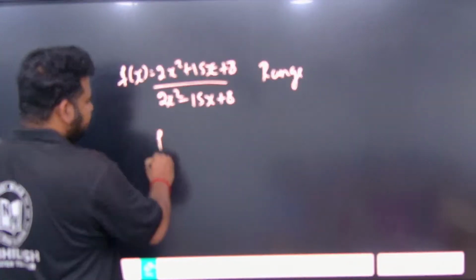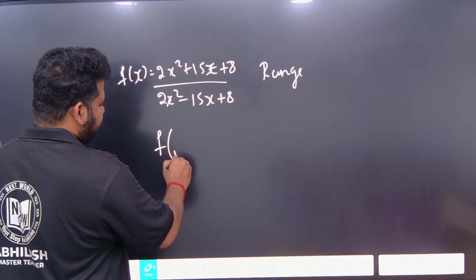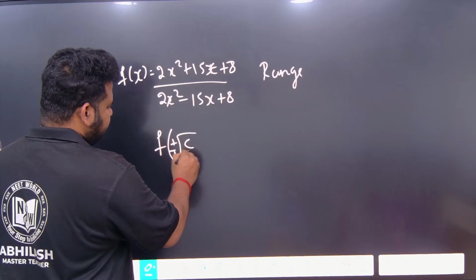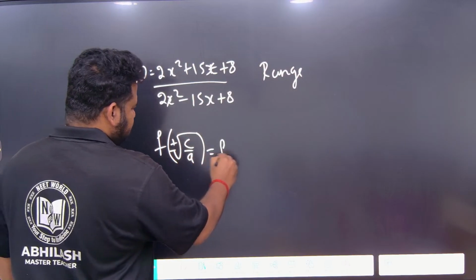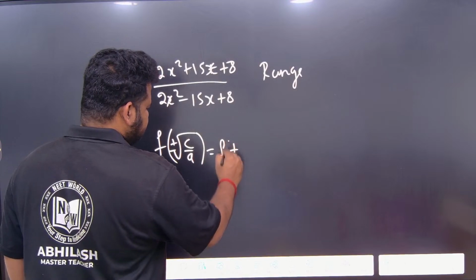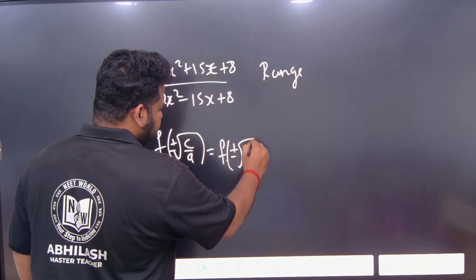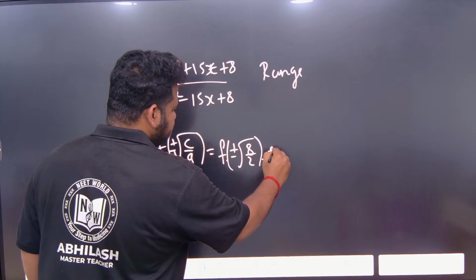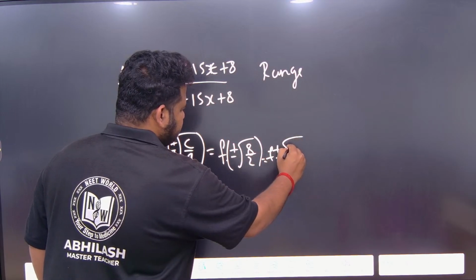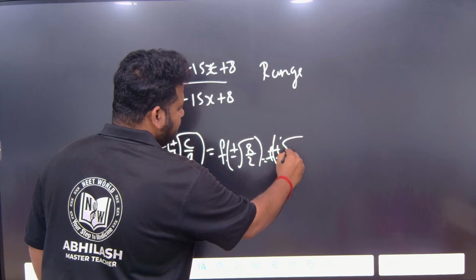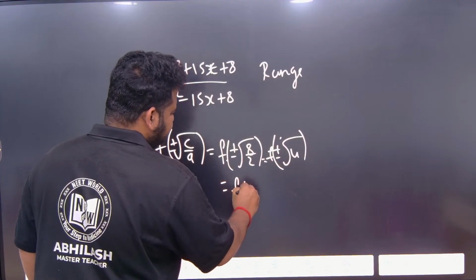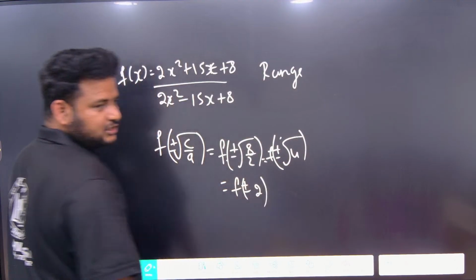Okay, what you can do here? f(±√(c/a)) is nothing but f(±√(8/2)), that is f(±√4), that is nothing but f(±2). I can write it. Okay, understood how 2 is coming?